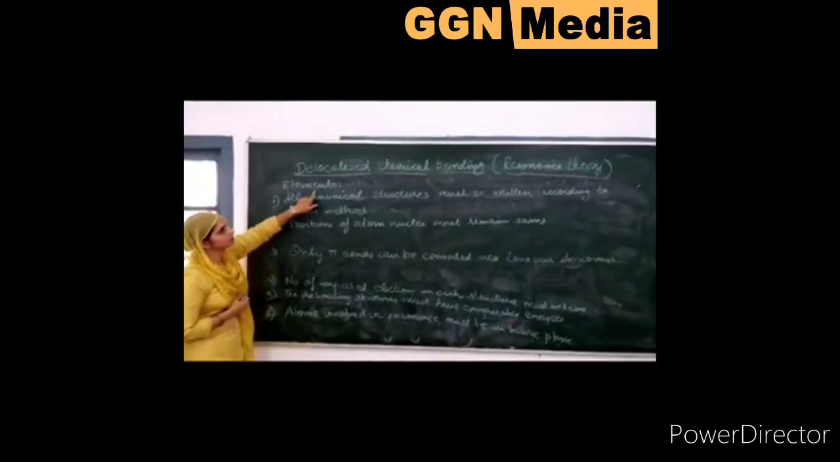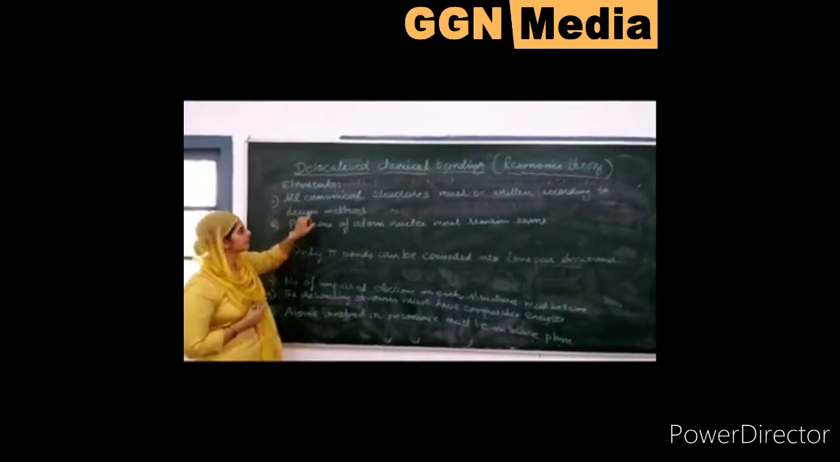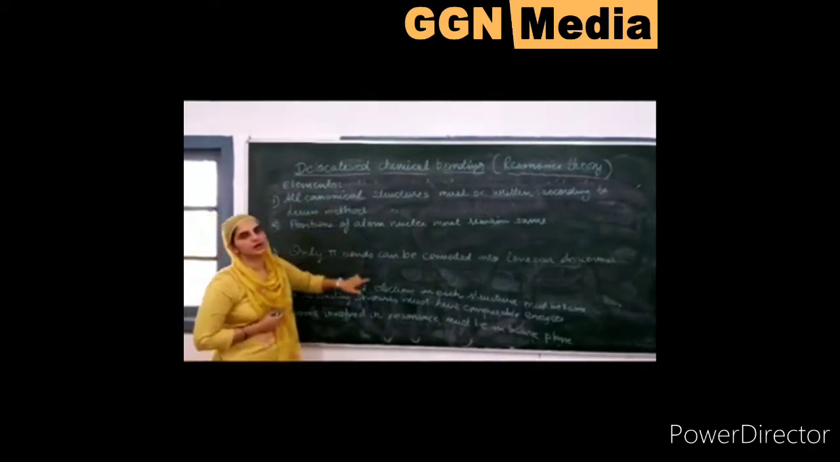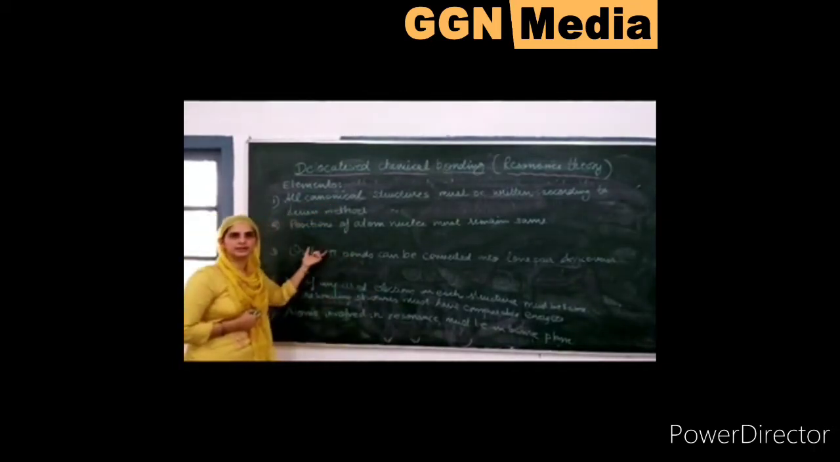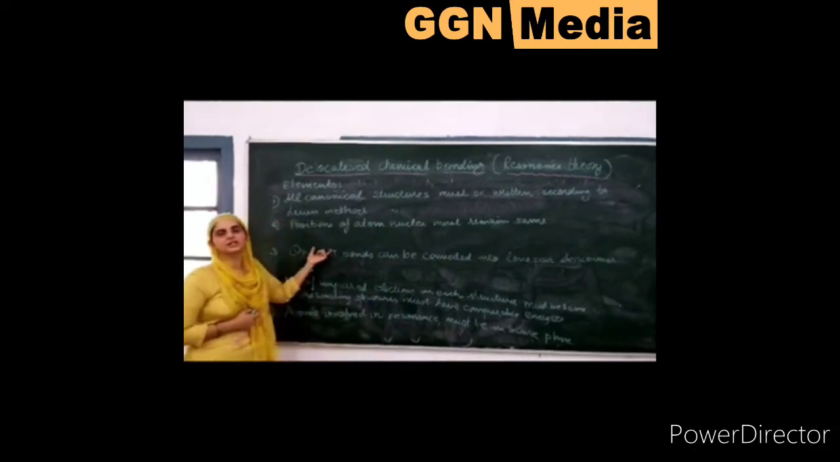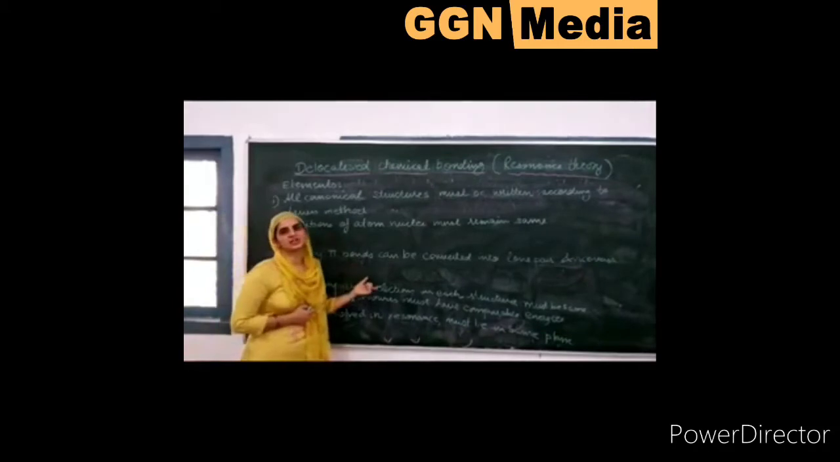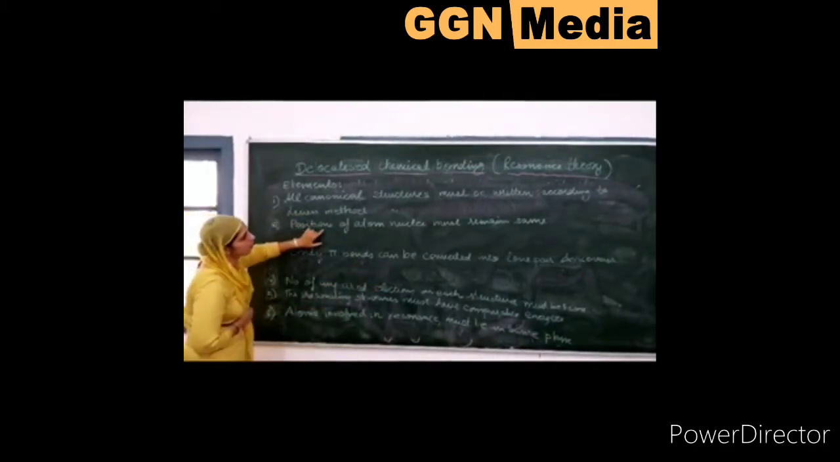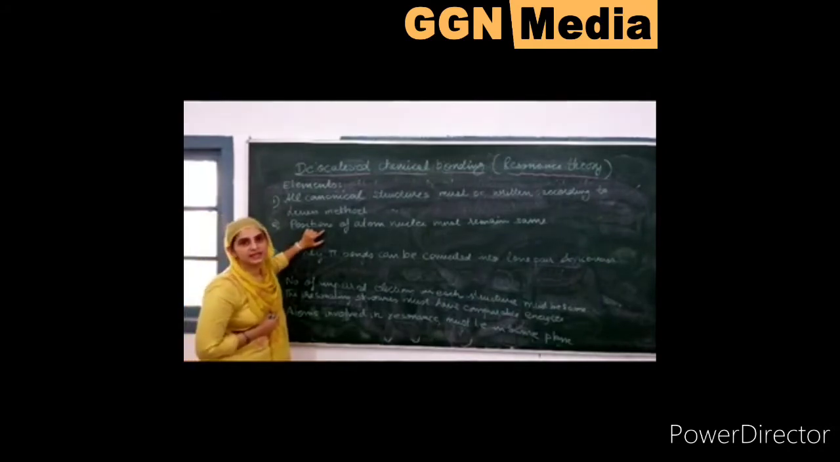Moving on to the elements of resonance theory. So the first point is, all the canonical structures must be written according to the Lewis method. That is, they can be represented by bonds, lone pairs or formal charges where required. Secondly, the position of atom nuclei must remain the same.